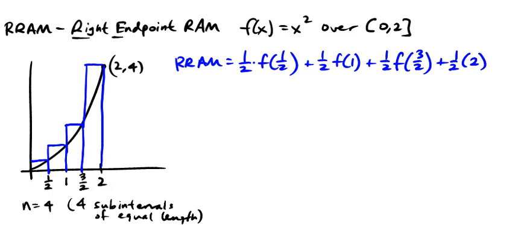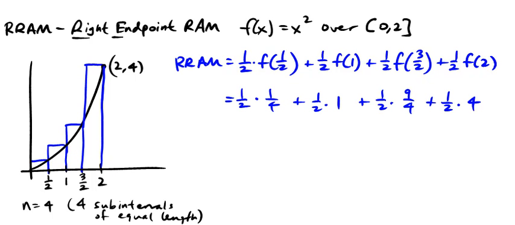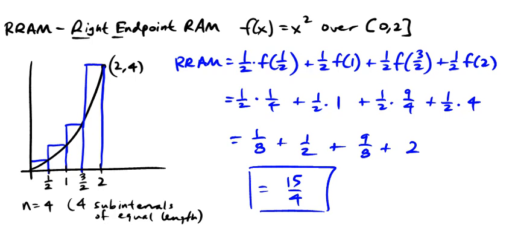Alright, so using the right endpoint, you can see that this would be the first subinterval here, 1/2 times f at 1/2. This would be the second one, and so on. Alright, so we're using the right endpoint of each interval to determine the height of the rectangles. Alright, so working this out, I end up with 15/4.